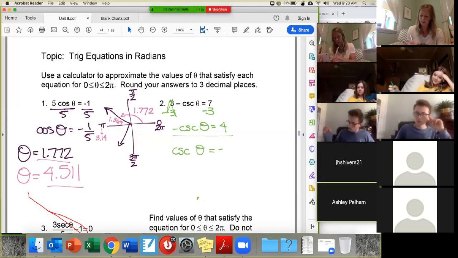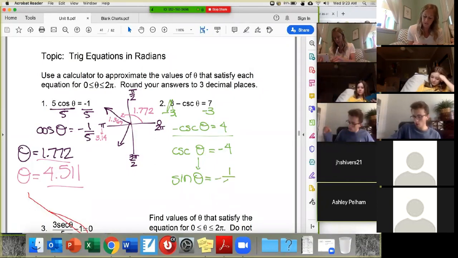Now, remember, this is the second one we've done as one of the reciprocal functions. We are not as comfortable with cosecant. So what are we going to do with this immediately to make it more comfortable? Flip. Change it to sine. If cosecant is -4, what's sine? -1 over 4. -1/4. Good.